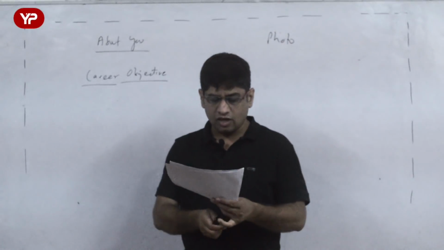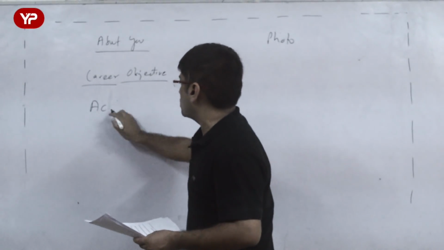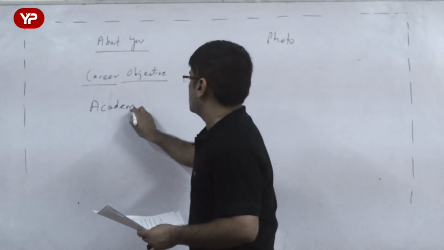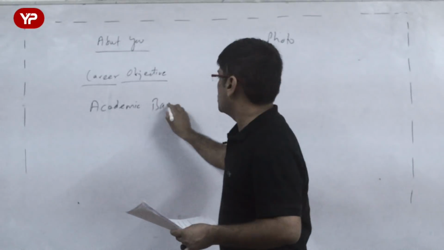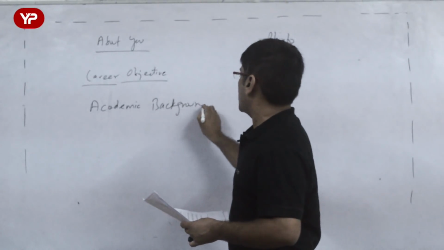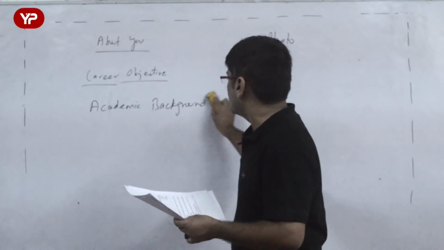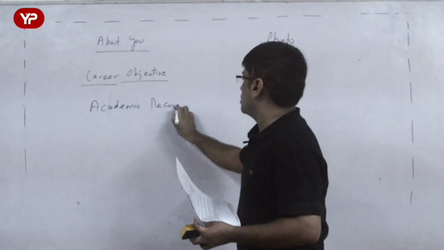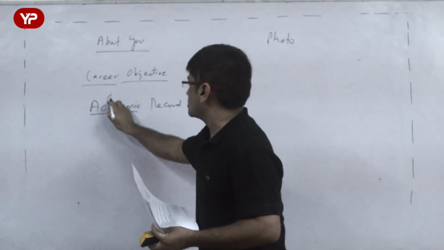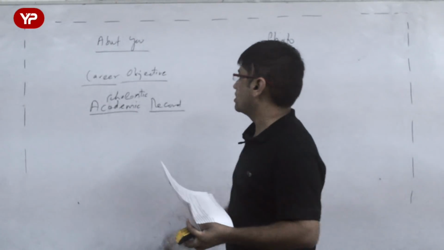After the career objective, there is the academic or scholastic background. You can write academic background or academic record. Instead of academic, you can even write scholastic. That is also the same. This is what you can give.